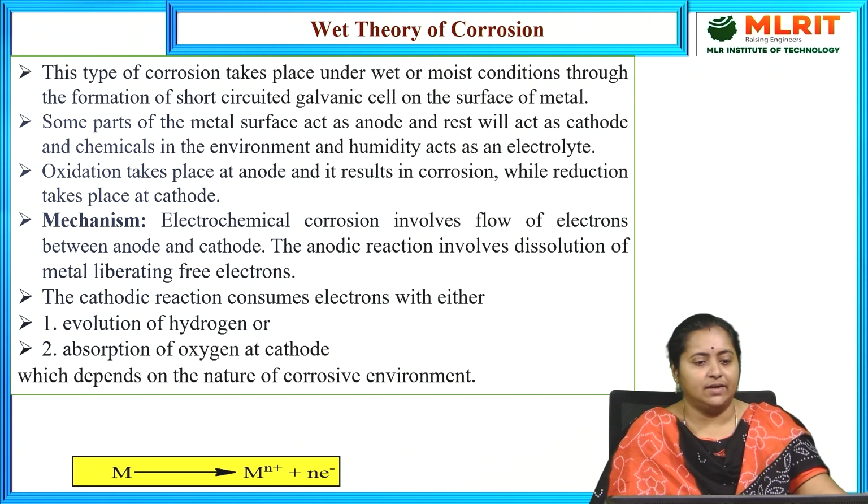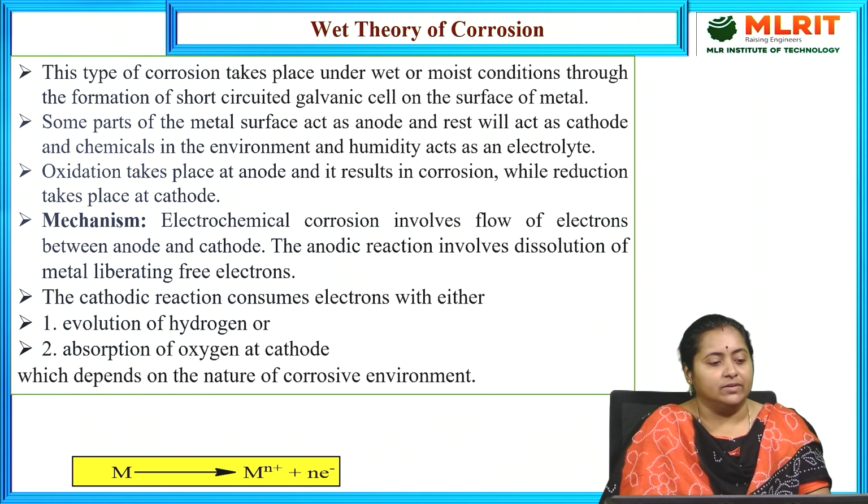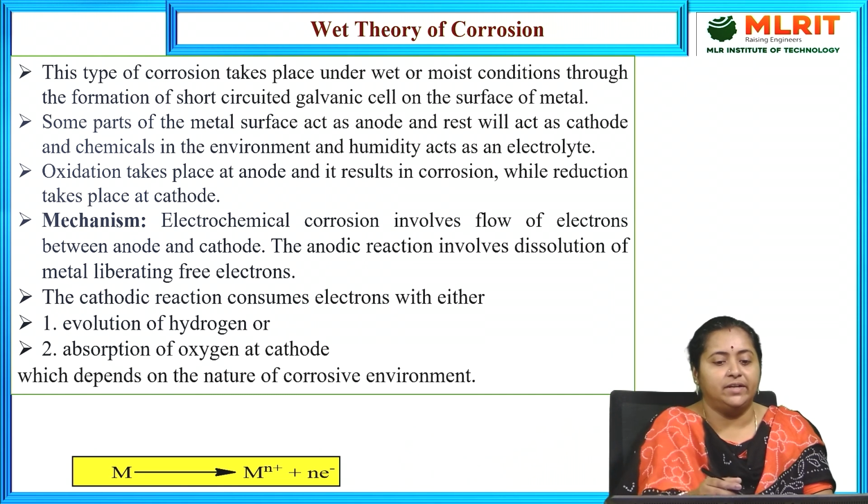So, let us start with the introductory part of the wet theory of corrosion. To study this type of corrosion reaction well, there are some satisfactory conditions for mechanism adoption. Let us see them one by one. First point is, we should be able to identify anode and cathode areas. That is the first point for applying this type of mechanism for a corrosion reaction.